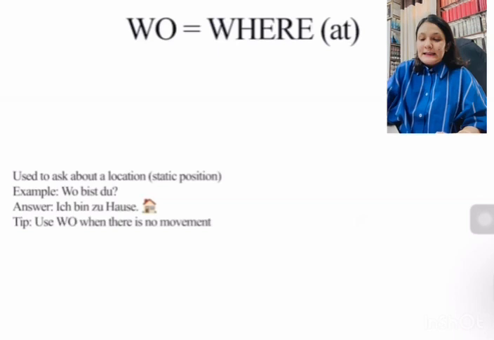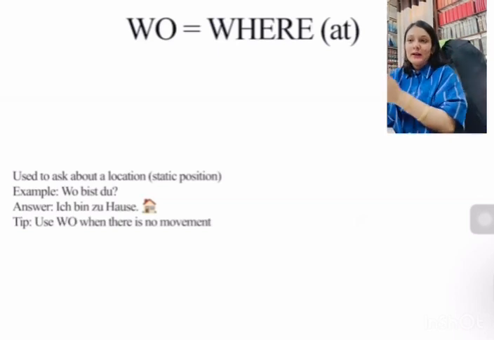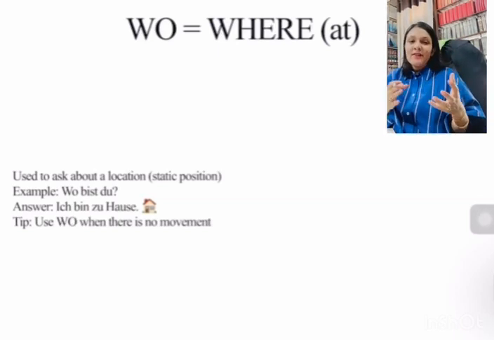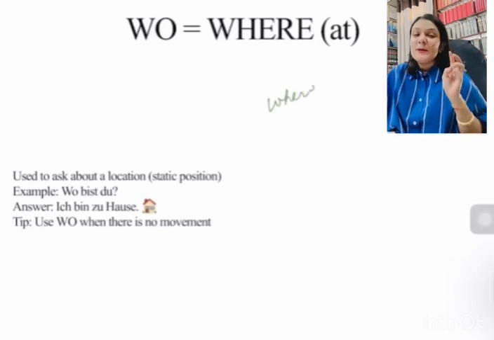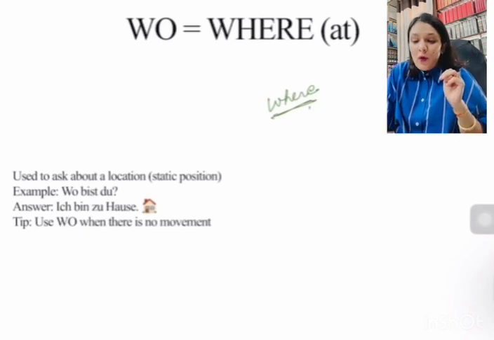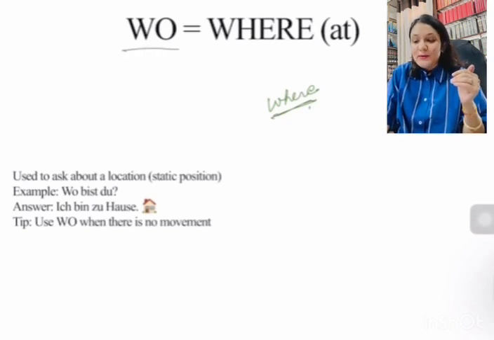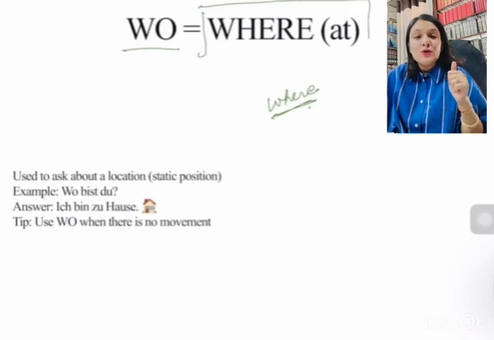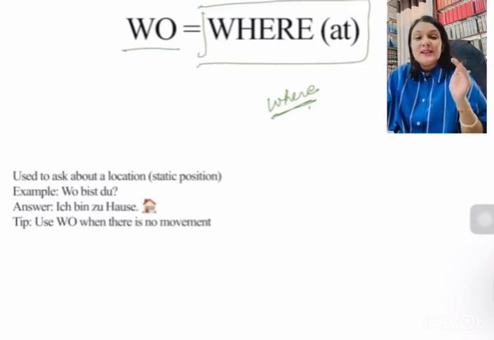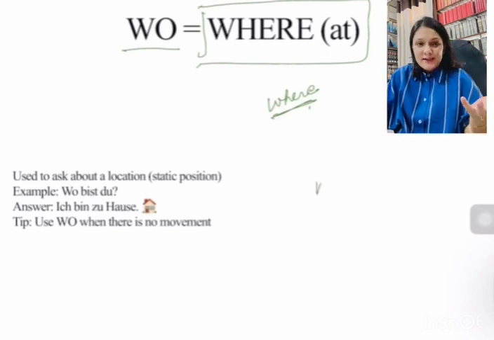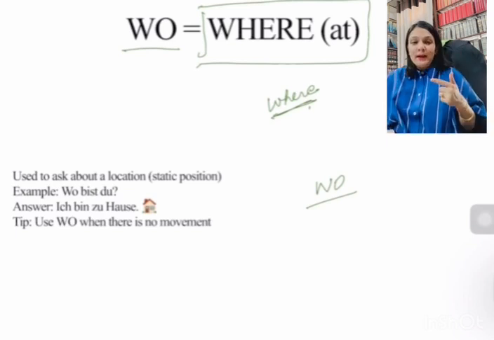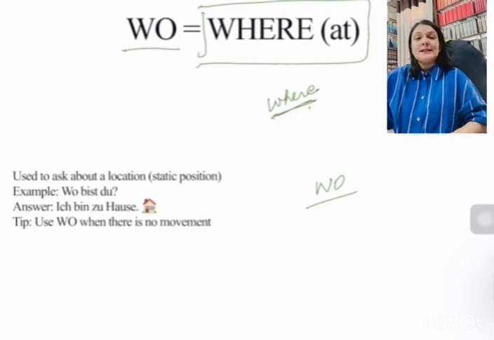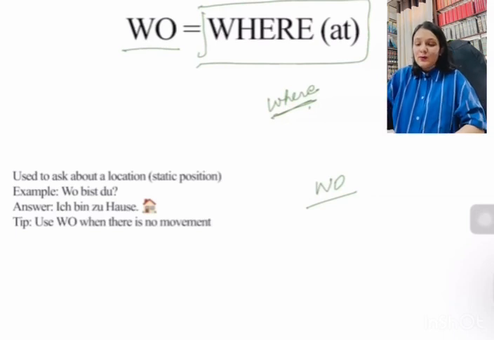The very first thing is that wo, woher and wohin all three are related to where, but there is a difference between these three words. Wo stands for where, which means the location. It is used to ask about a location. There is no movement when we use the word wo in questions. For example, I simply want to ask somebody, where are you? There is no movement. I want to know where that person is currently located. That is why I'm using wo.